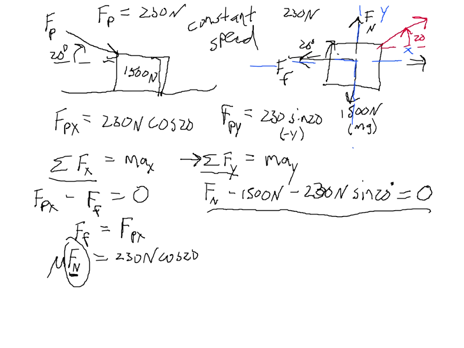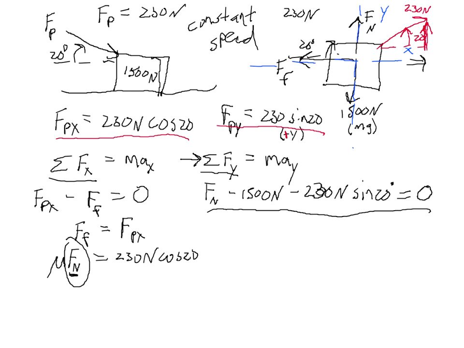So we can move on to resolving all of the forces into their x and y components. Well, the only force that has both an x and a y component is the 230 Newton pull. So once again, we need that Fpx is 230 newtons times the cosine of 20. And Fpy is 230 newtons times the sine of 20, but this time the y component is up in the positive y direction. Okay, so now let's make that the positive y direction.